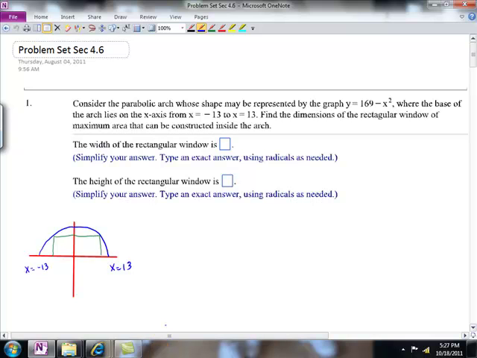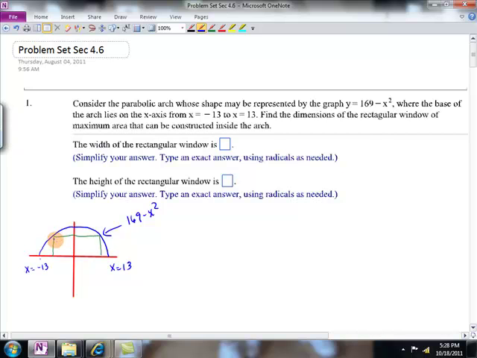All right, consider the parabolic arch, that's this guy, whose shape may be represented by y equals 169 minus x squared. So this is 169 minus x squared. And everywhere on this shape, that's the value of y, okay? Where the base lies on the x-axis from x equals negative 13 to x equals 13. Find the dimensions of the rectangular window that's going to give you the maximum area, okay?